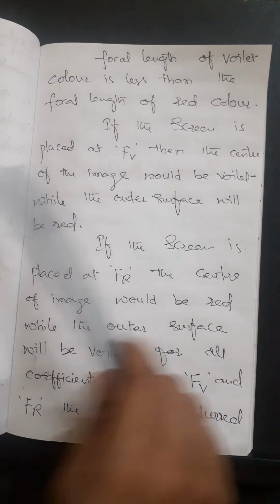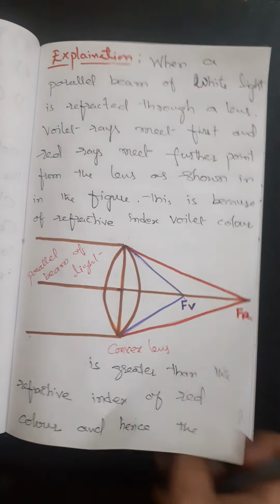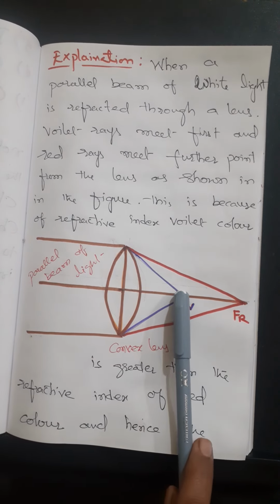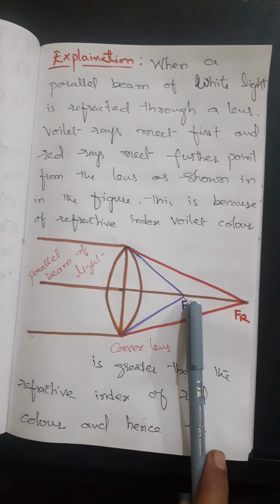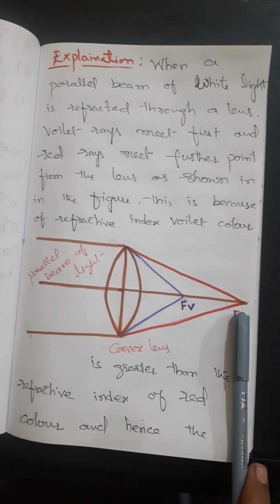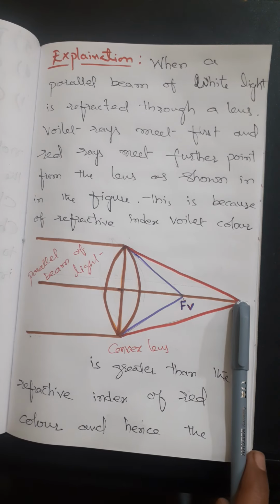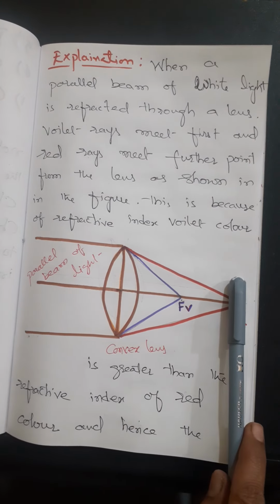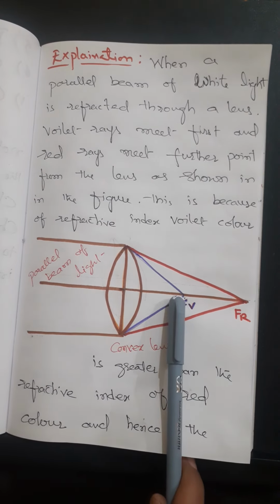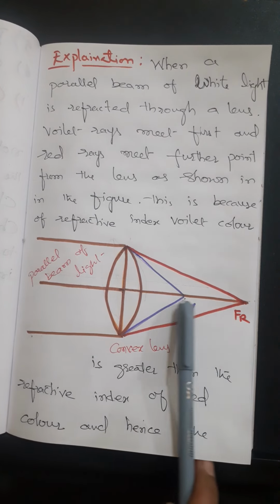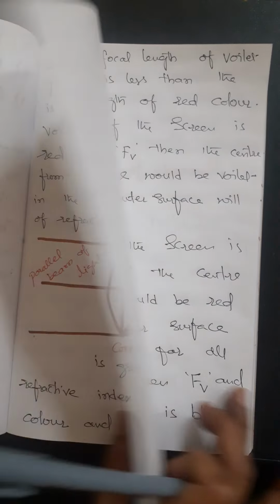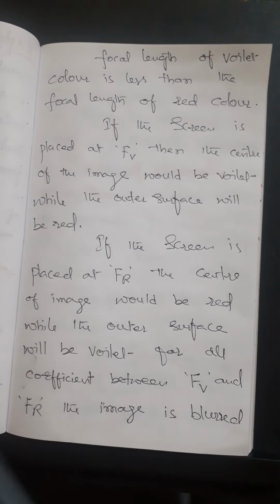Now imagine a screen is placed at this position. Then the center of the image will be violet and the outside will be red. If the screen is placed at this position, then the center of the image will be red and the outer surface will be violet. If the screen is moved in between Fv and Fr, then we will get a blurred image. That particular defect is known as chromatic aberration.